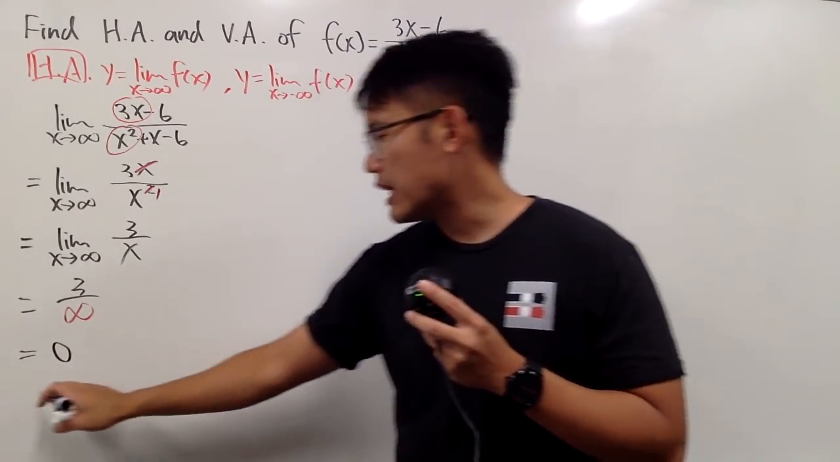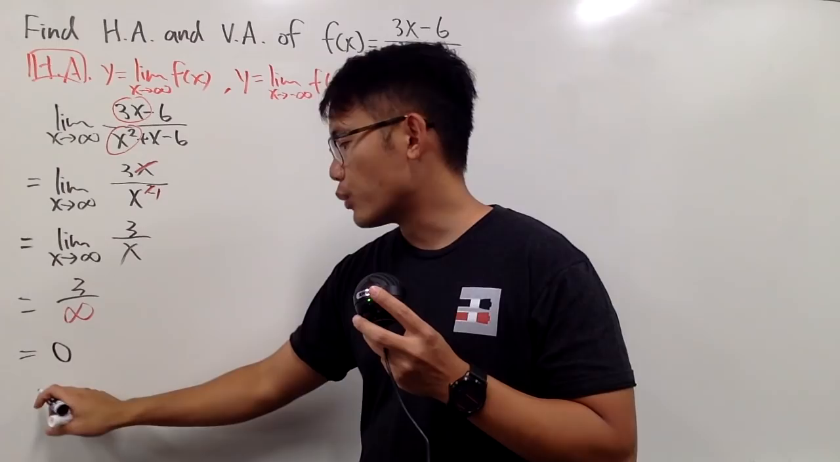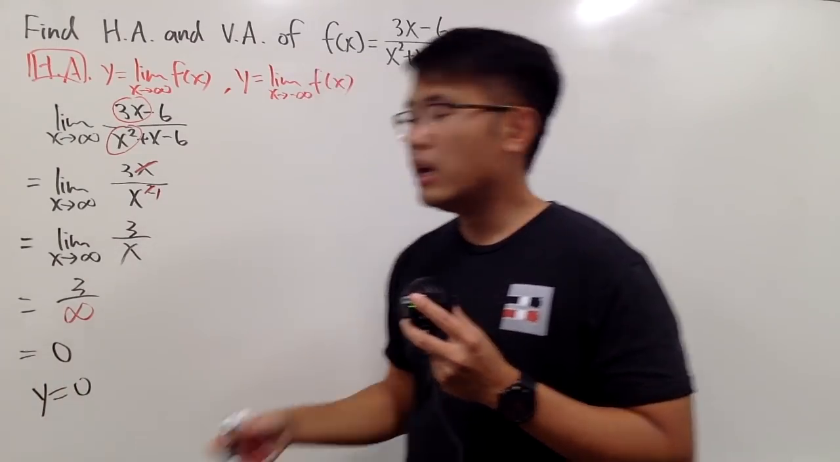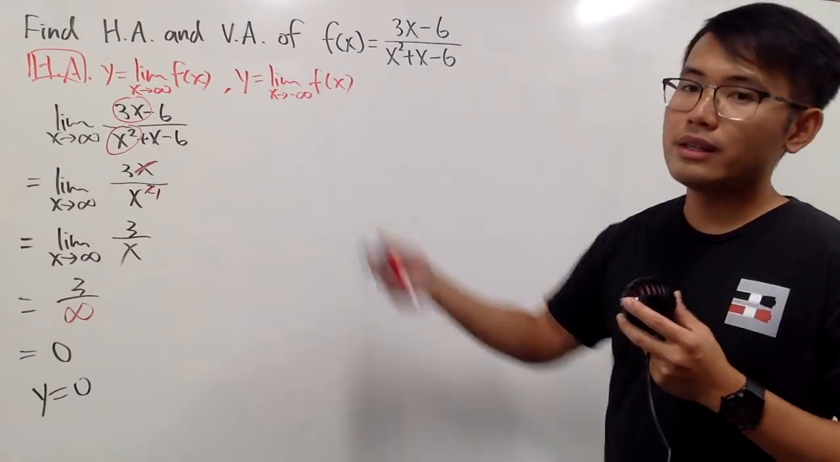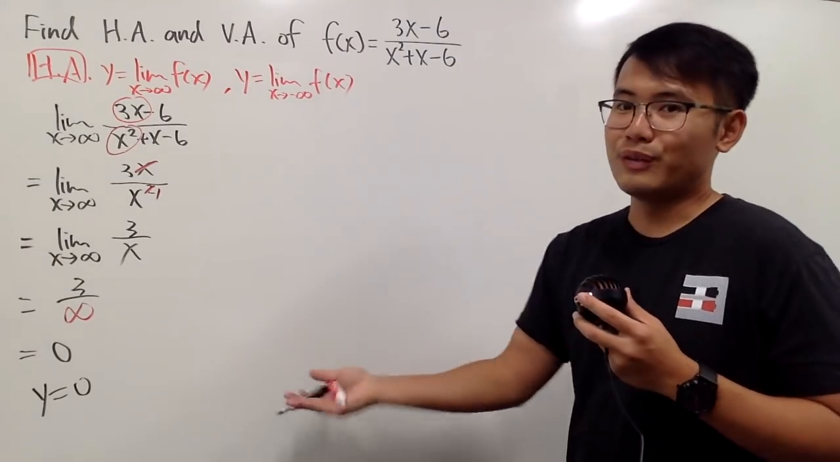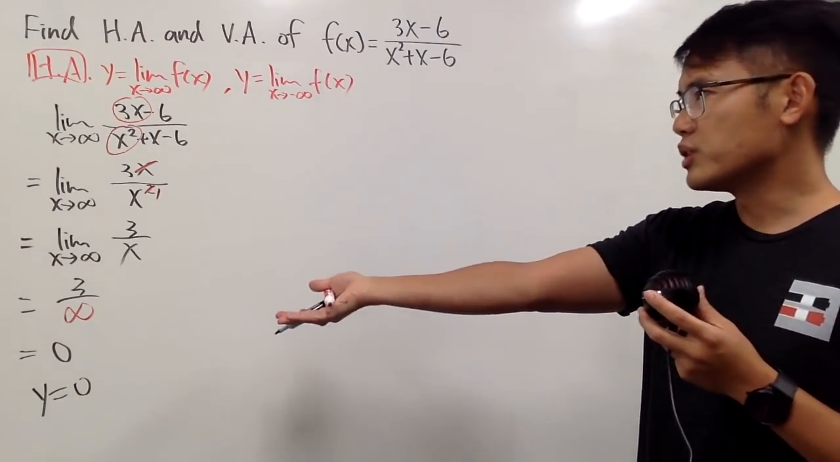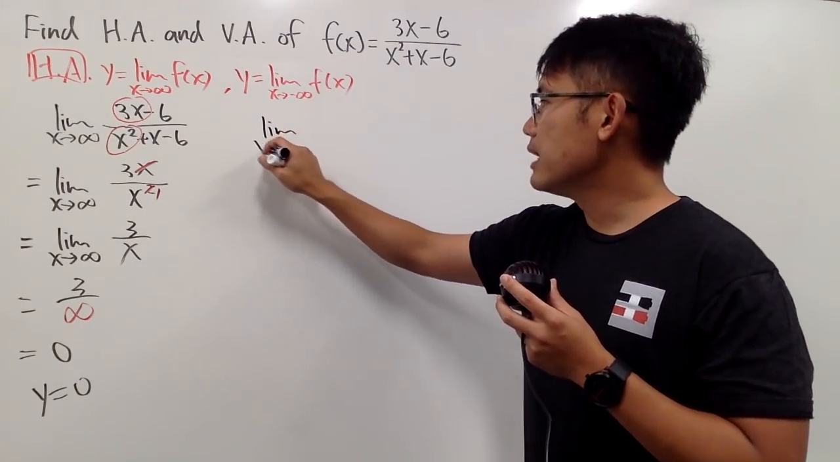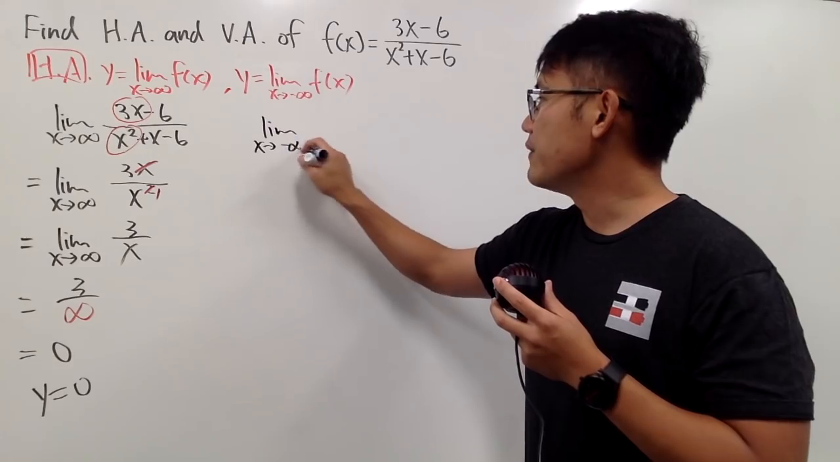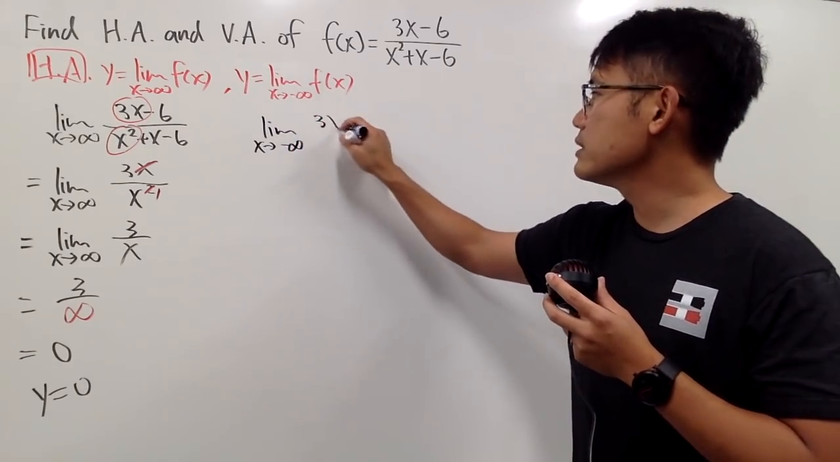And in this case, we see that this is finite, so we have y equals 0 as one of the horizontal asymptotes. If this is different, then we have 2. If this is the same, we still have 1. But anyway, that's pretty much it for that part. And now, for this part, we do the same thing. The limit as x approaching negative infinity of the same function, of course.